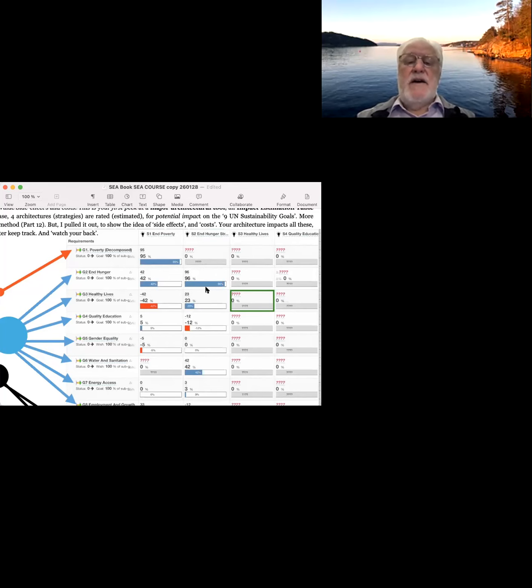Here we can see the end hunger goal has a 96% effect on the end hunger objective, but let's see, the end poverty strategies also have a 42% effect on end hunger. And with a little bit of luck, these two combine somehow, and the two of them get us to the goal of end hunger. How they combine and whether they combine or not is a subject to be discussed later.